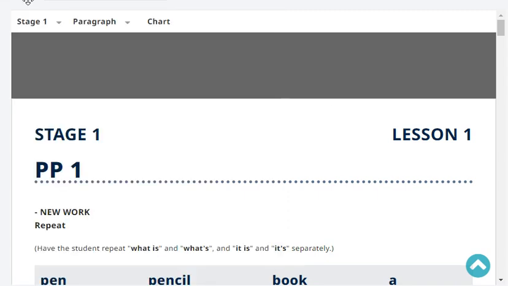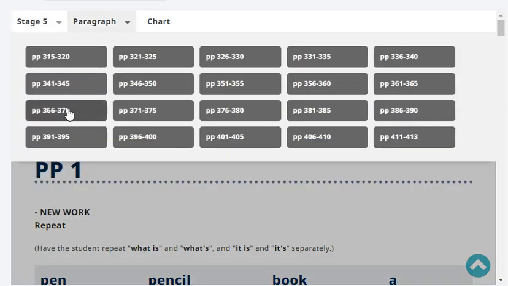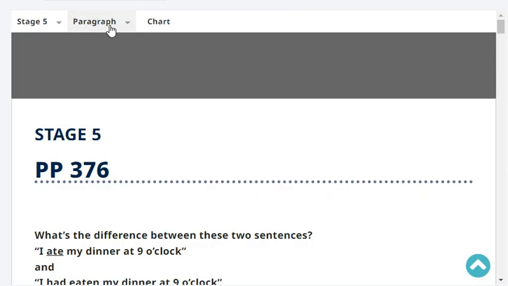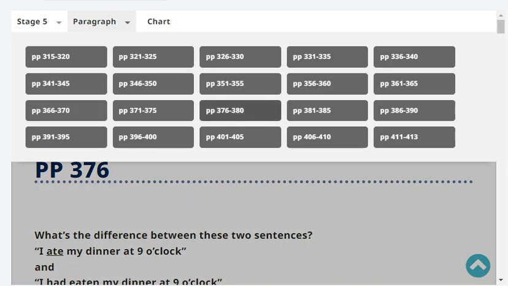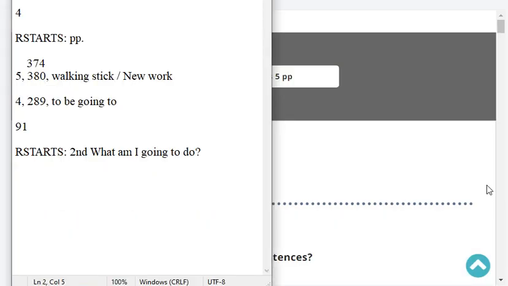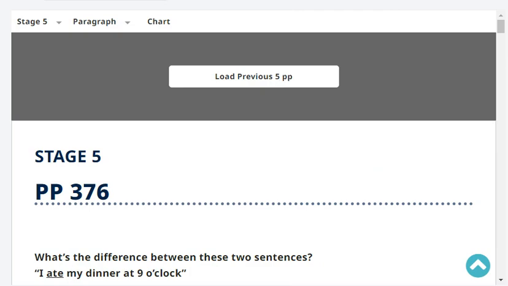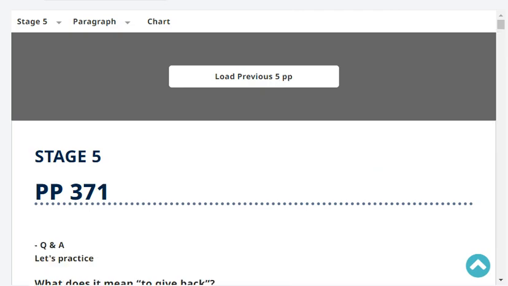We are at stage 5, paragraph page 380. Last head word was walking stick, a newer type of lesson. Okay, so let's start with our revision.